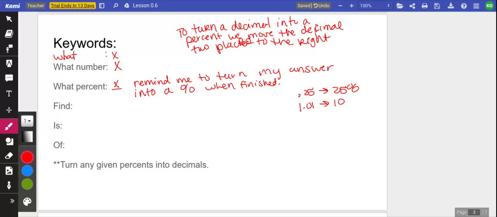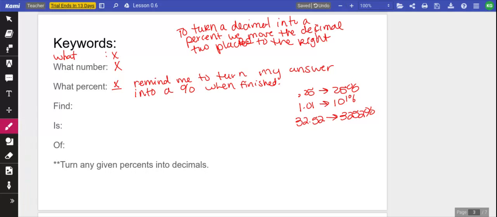So like 0.25 would be 25%. 1.01 would be 101%. Or 32.52 would be 3,252%.